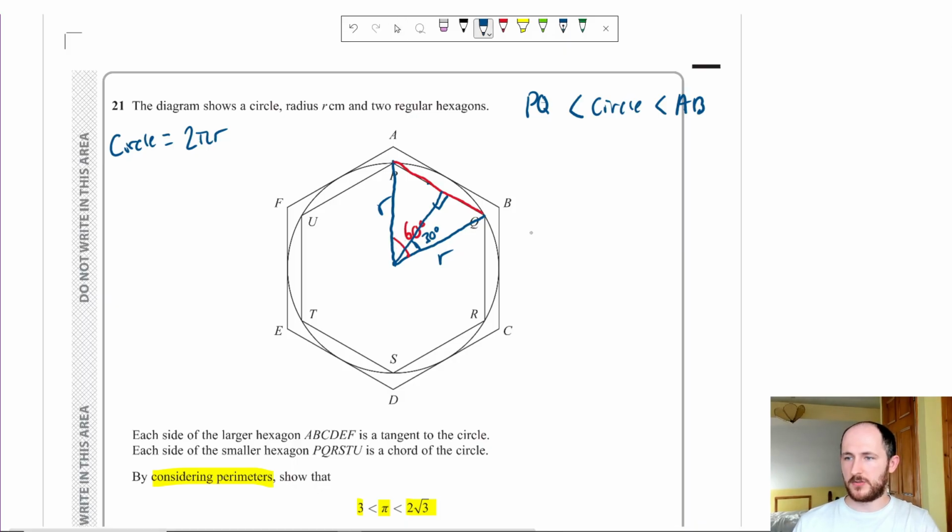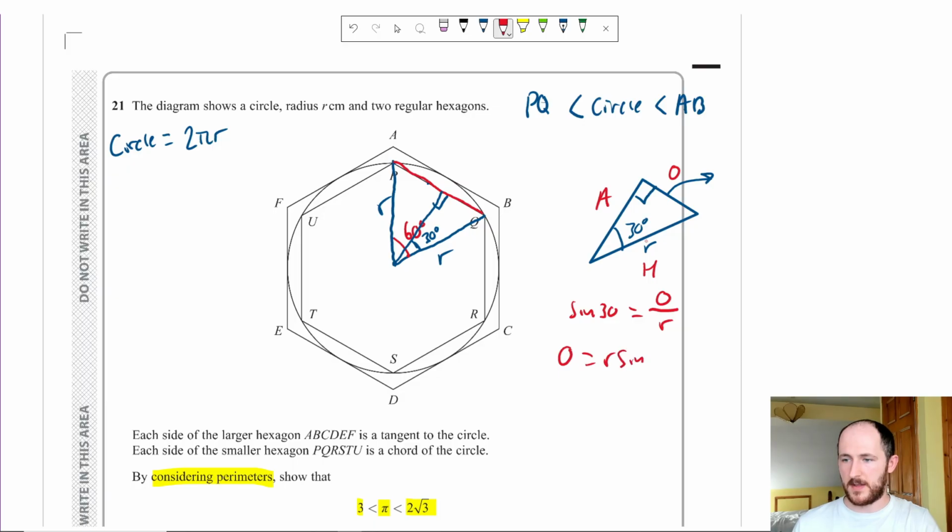So now, if I draw this triangle out here, just to make it a bit clearer, we have a 90-degree angle, we have a radius, we have 30 degrees. I want to work out this side. So if I label everything up, we have hypotenuse, opposite, adjacent. So we have opposite and hypotenuse, we're going to use sine. So we have sine 30 equals opposite, the side we care about, over r. So the opposite side is r sine 30. So that side there is r sine 30.